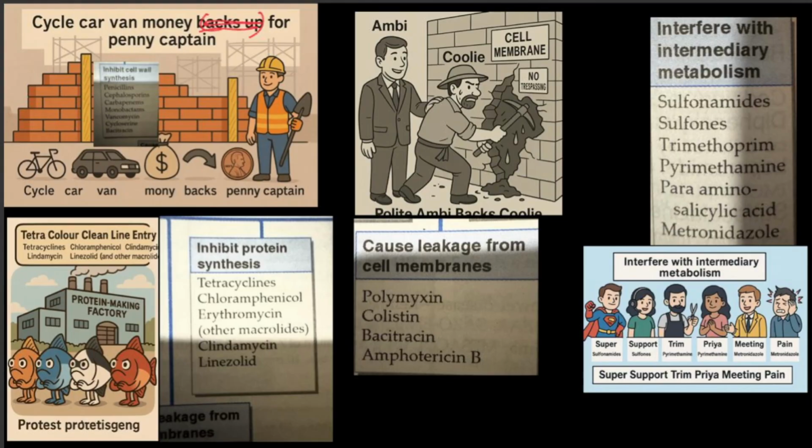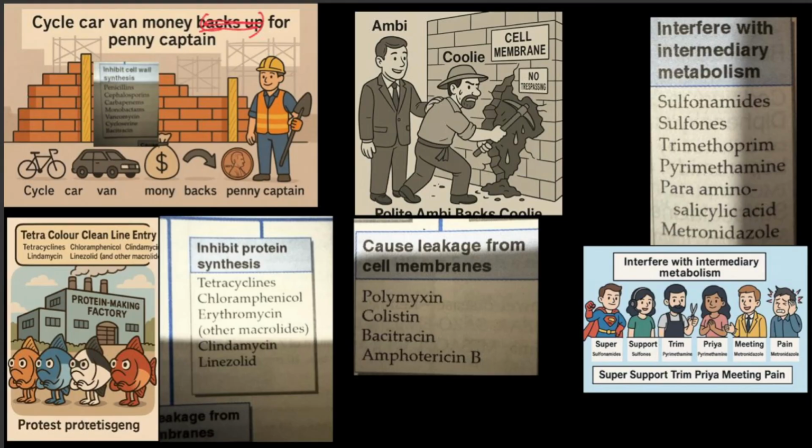If you were to look into your K.D. Tripathi's classification book, you can see that this cycle stands for cycloserine, car for carbapenems, van for vancomycin, money for monobactams, and bax for beta lactams. Our guy Penny Captain can be remembered as penicillin and cephalosporins respectively. These guys block the bacterial wall building, our Penny Captain, and without walls, bacteria can't survive.